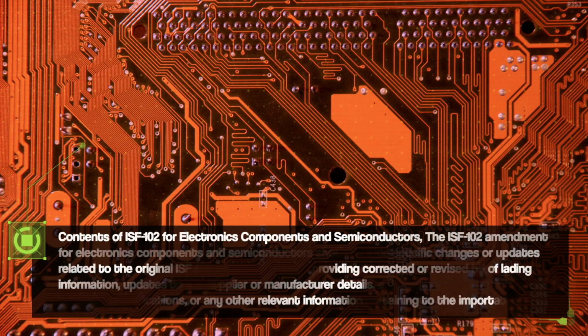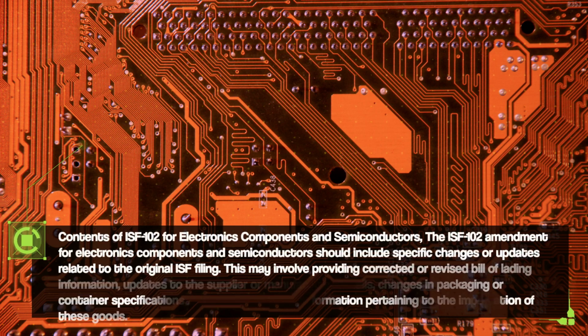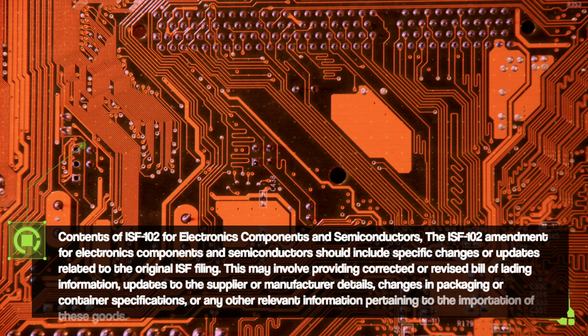Contents of ISF 102 for electronics components and semiconductors. The ISF 102 amendment for electronics components and semiconductors should include specific changes or updates related to the original ISF filing. This may involve providing corrected or revised bill of lading information, updates to the supplier or manufacturer details, changes in packaging or container specifications, or any other relevant information pertaining to the importation of these goods.